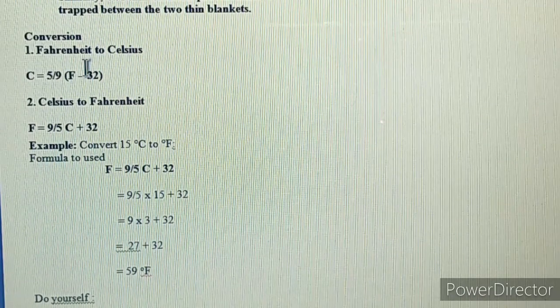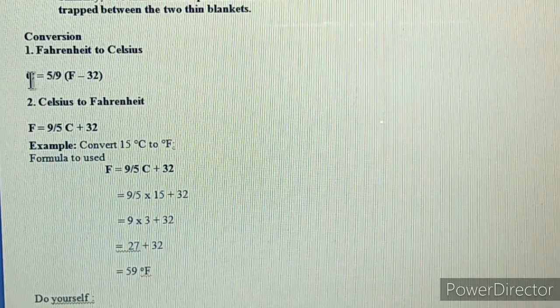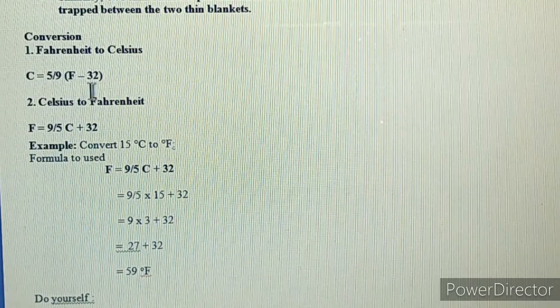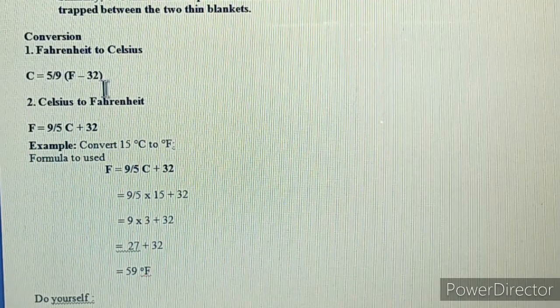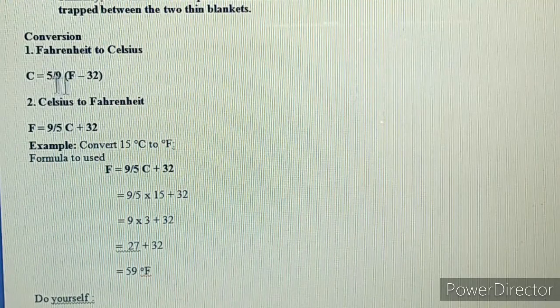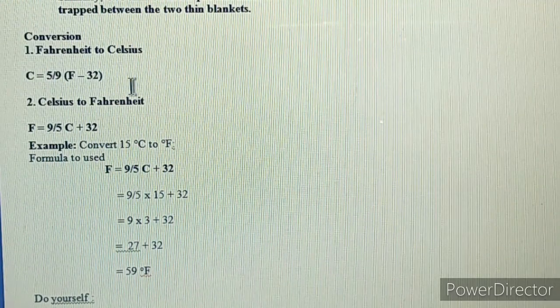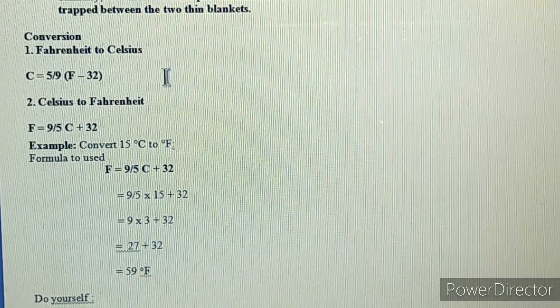So the formula becomes: Celsius is equal to 5/9 times (F minus 32). Here you always have to use the BODMAS rule. First you have to divide, then multiply, then do whatever the BODMAS rule says.